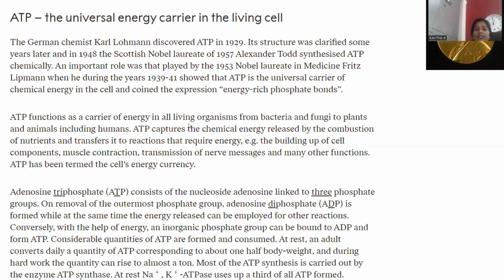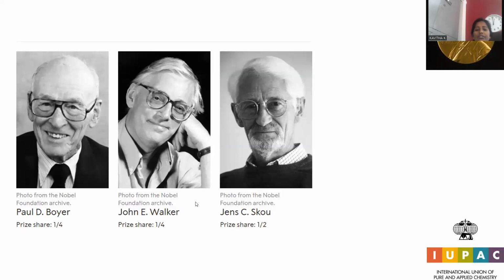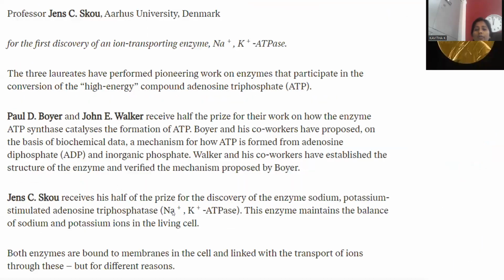This is the way the entire work was carried out by these three scientists together on the ATP synthesis mechanism and pathway, how the enzymatic work goes on in order to synthesize ATP, as well as the sodium potassium ATPase enzymatic work, that is ion transportation work, which was also unveiled by these three scientists together. So the 1997 Chemistry Nobel Prize was accorded to these three eminent scientists, which is a world recognition. Let's go with this.